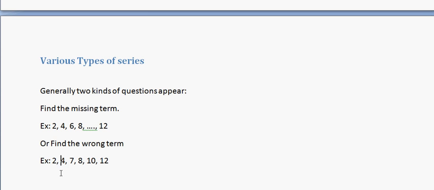So we can see that 2, 4, 7, 8, 10, 12, right? Everything is even whereas this is odd, so this is the wrong term. Or the other logic is, as I said, there can be multiple logics. We are adding 2 each time, so 2 plus 2 is 4, 4 plus 2 it has to be 6, 6 plus 2 is 8, 8 plus 2 is 10, 10 plus 2 is 12, so it has to be 6 and not 7. So there are two logics to the same problem.